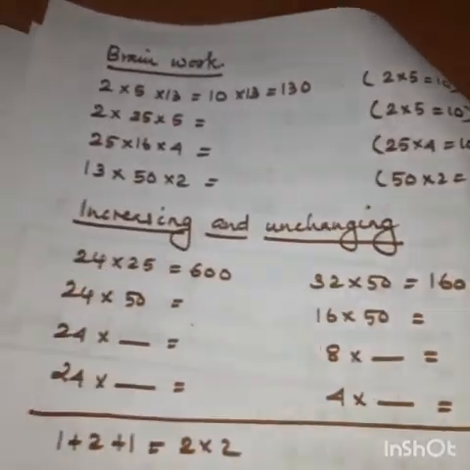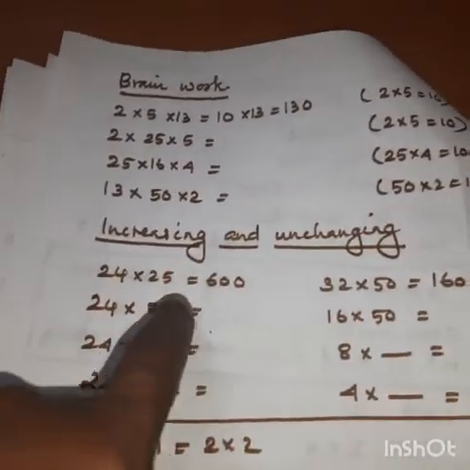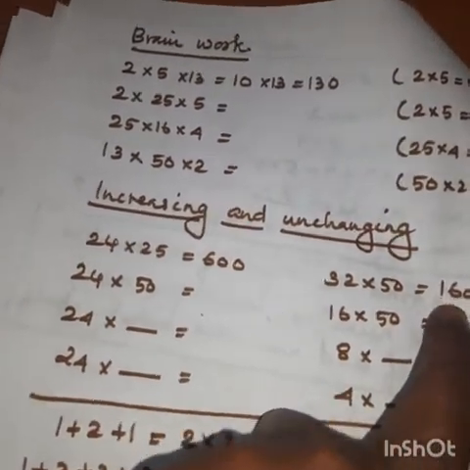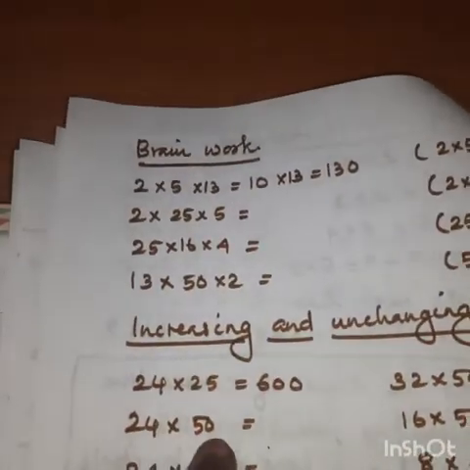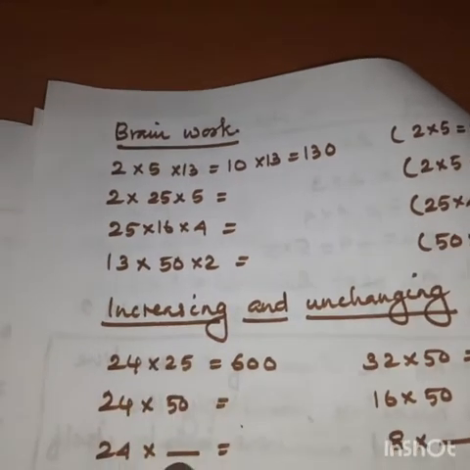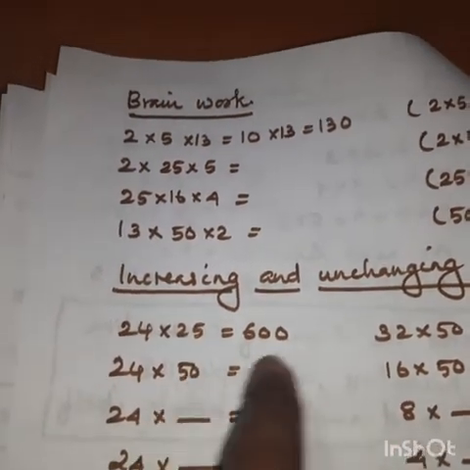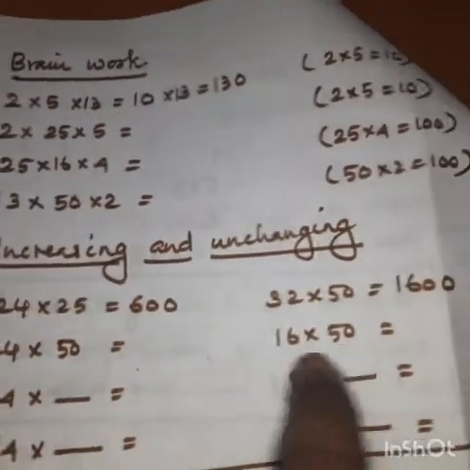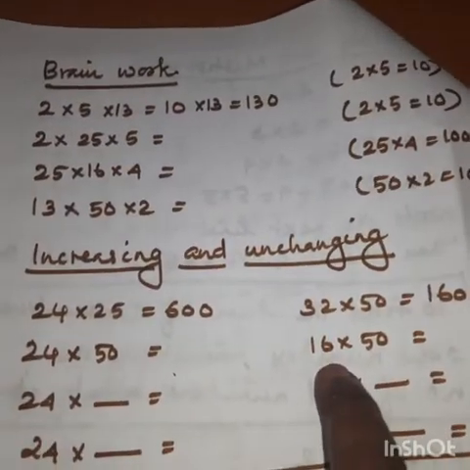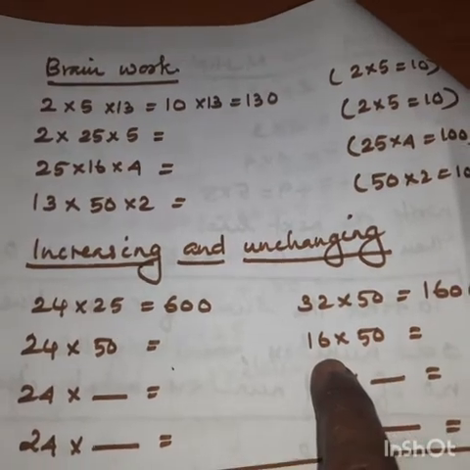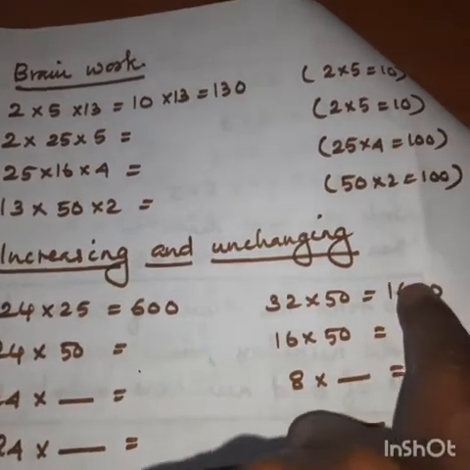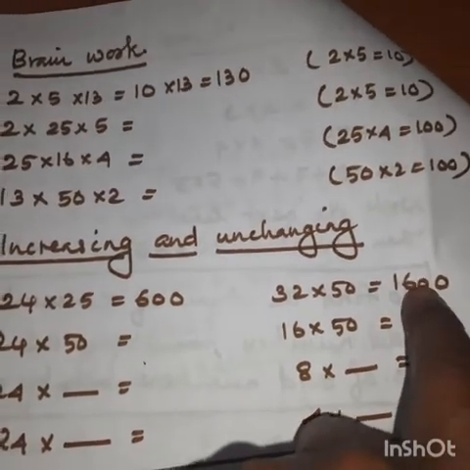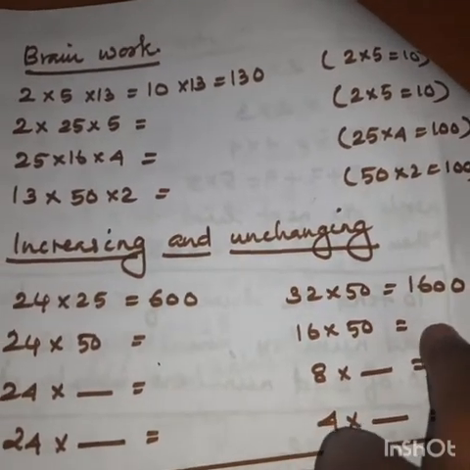Then, increasing and unchanging. 24 into 25 is 600. 32 into 50 is equal to 1600. Here, 24 into 50. Here, 25 is doubled as 50. Therefore, the product is also doubled as 1200. Here, 32 is halved, that is 16. Therefore, here the product becomes half. That is, half of 1600 is 800.